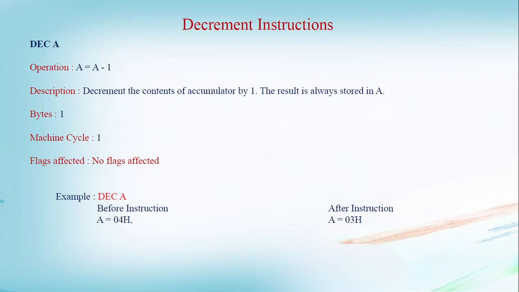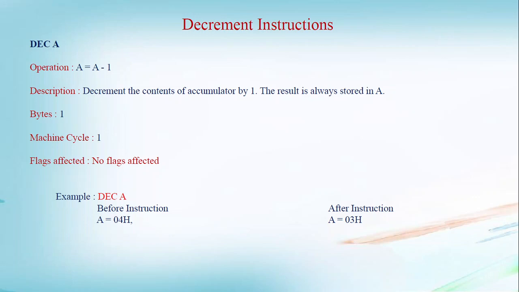Next, decrement instructions. DEC A means decrement the contents of the accumulator by 1. The difference between increment and decrement is, in increment there is an addition of 1, and in decrement there is a subtraction of 1. It requires 1 byte and 1 machine cycle. No flag is affected.